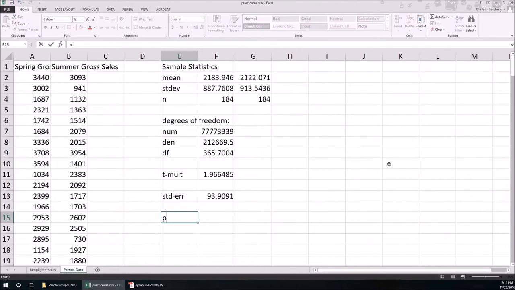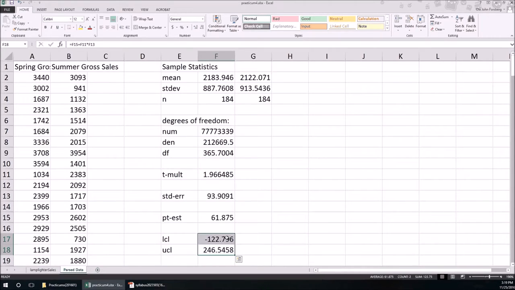We could create something called the point estimate. And that point estimate is just going to equal the difference in the sample means. Okay, so the lower confidence limit is just going to equal that point estimate minus the t multiplier times the standard error. And that upper confidence limit is just going to equal that point estimate plus the t multiplier times the standard error. Let's go ahead and make this down to 2 decimal places. There we go.